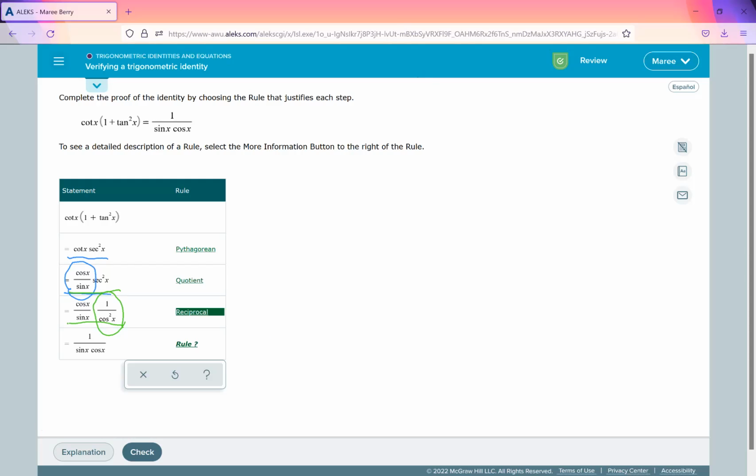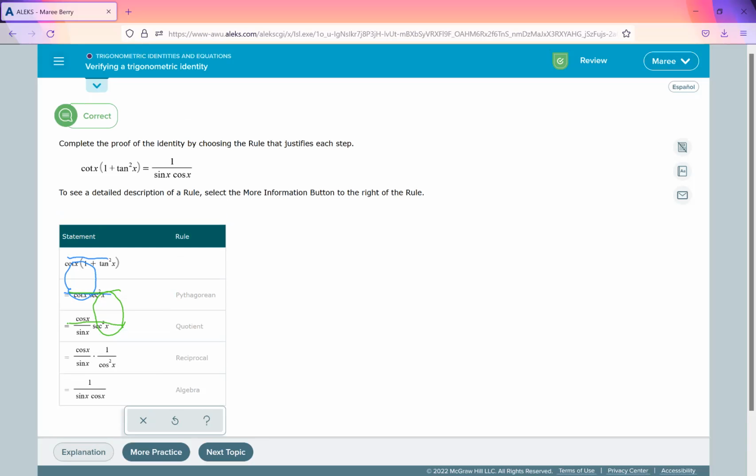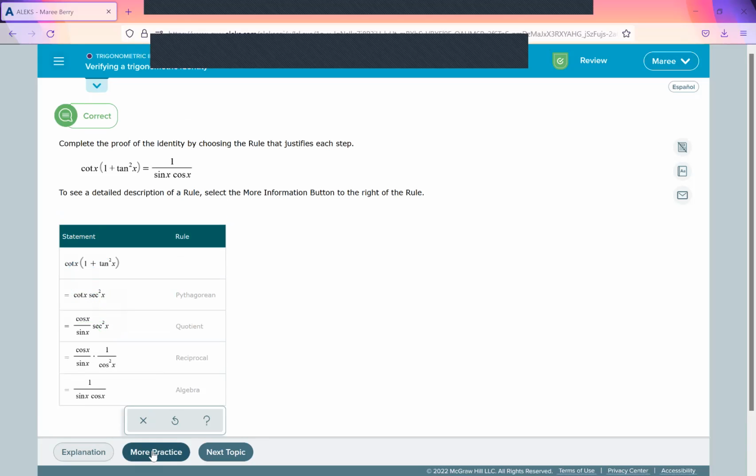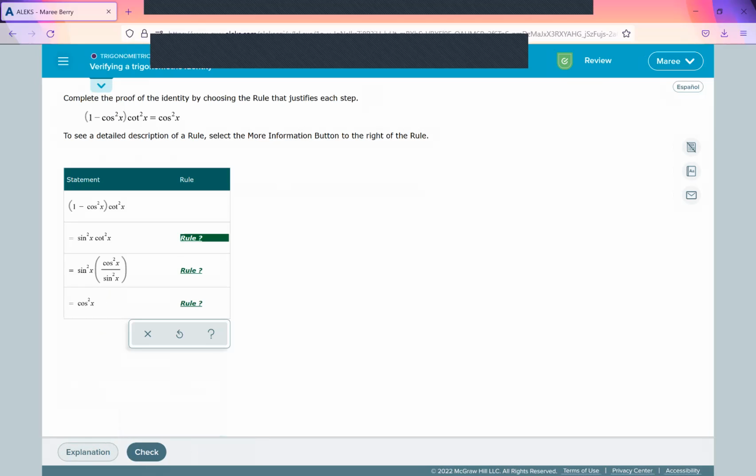And the last one, if you notice that the only difference is they canceled one of the cosines and then multiplied straight across. So this is considered algebra, where you're canceling and then multiplying the fractions together. And that would be that one problem. So let's just do one more.